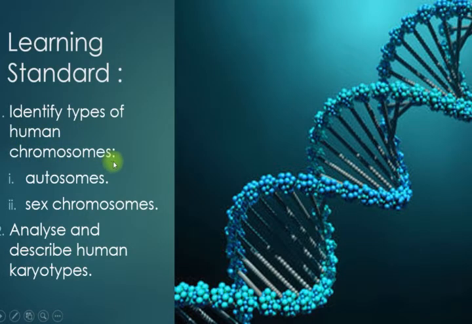There are two types of human chromosomes. What are they? Autosomes and sex chromosomes. The next standard is to analyze and describe human karyotypes. So what is a karyotype? Later we will discuss that.